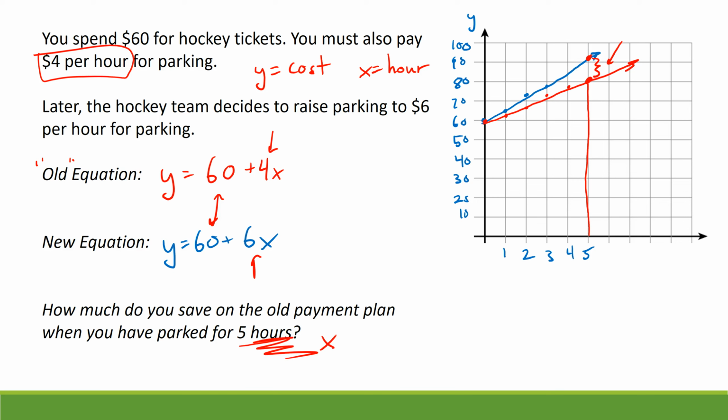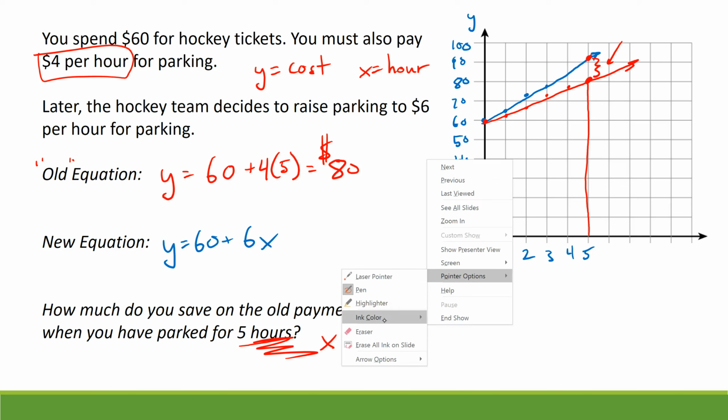Doesn't this 5 hours represent the x? So if I plug 5 hours in both equations, that should show me the cost of both equations. So let's look at the old payment plan, the $4 payment plan, and let's see what the cost will be when I plug in 5 for x. Well, 4 times 5 is 20, and 20 plus 60 is 80, so I'm paying $80 under the old payment plan. Under the new payment plan, let me switch to blue.